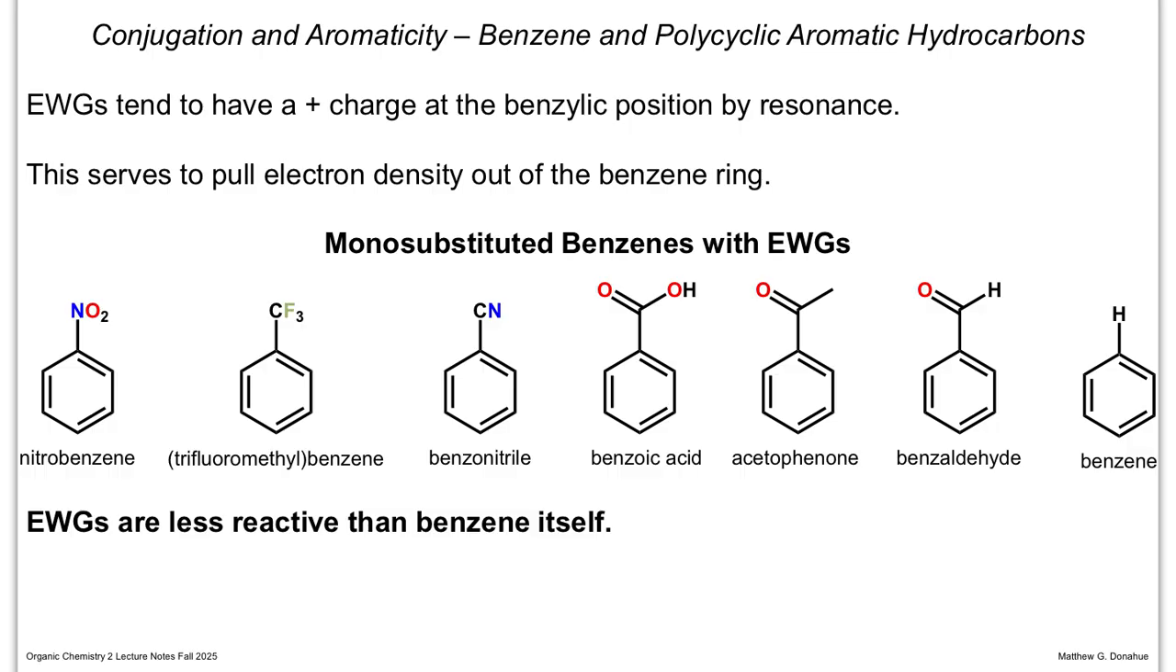So the other main class is electron withdrawing groups, so EWG. Now these are substituents that make benzene, the ring, less reactive than benzene. Typically either because they have many electronegative elements at the benzylic position, or they have a heteroatom that's bearing a plus charge. And so that's going to pull electron density out of the ring, making the ring react slower.